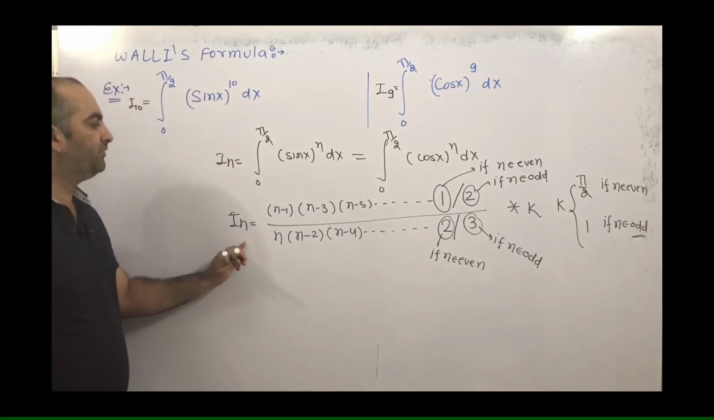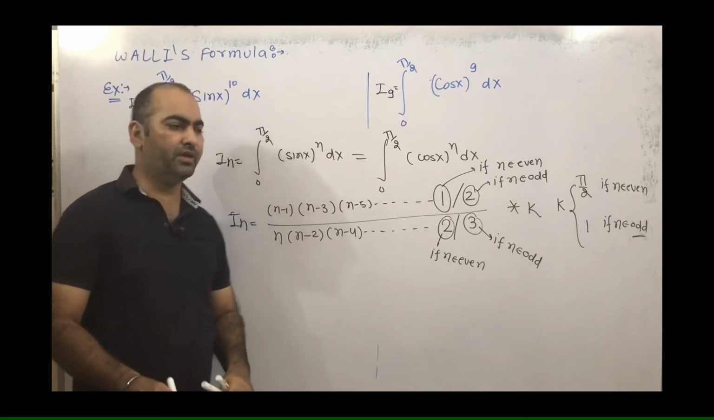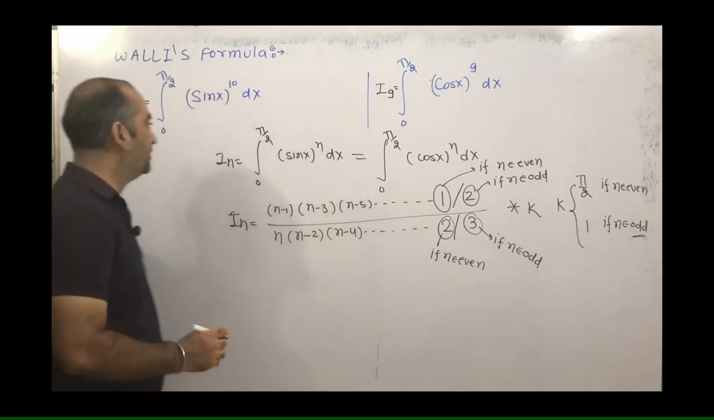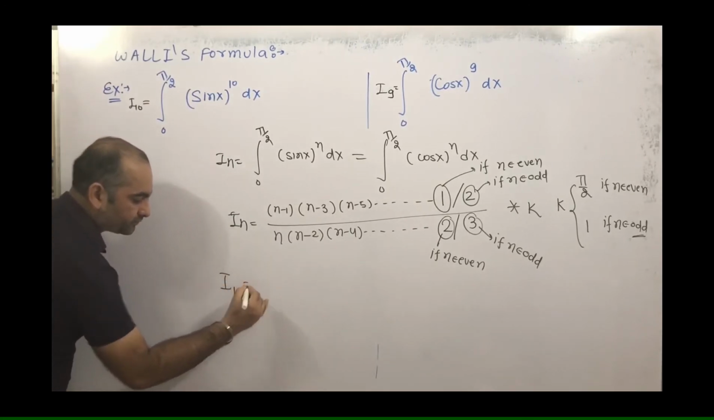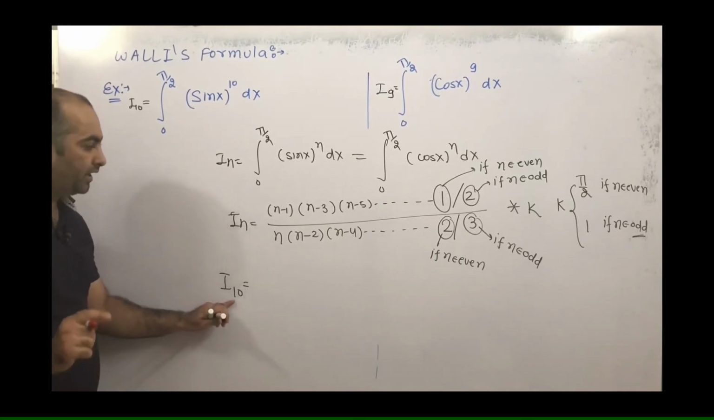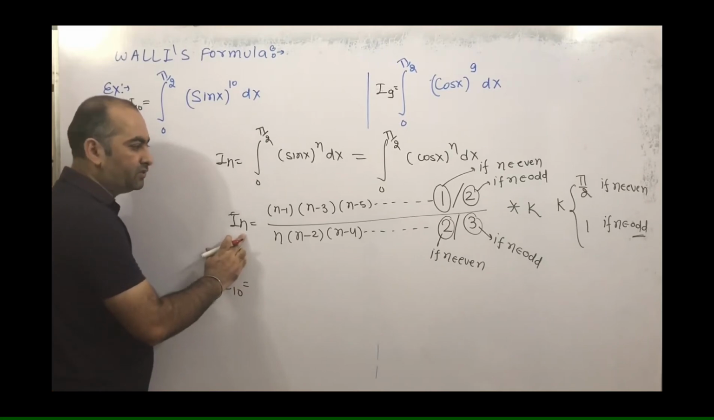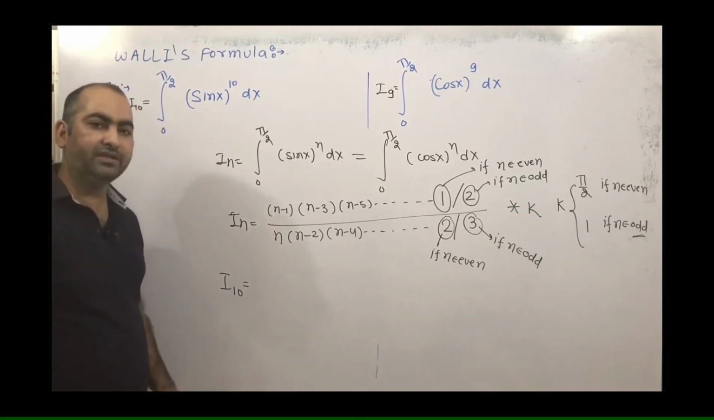Now this formula we have to apply in these two problems. Then how to solve? The formula is one thing, and how to write the answer is different. So we want to find I10. If I put the n value 10 here, then the numerator will be 9 and the denominator will be 10. So an even number is coming in the denominator.